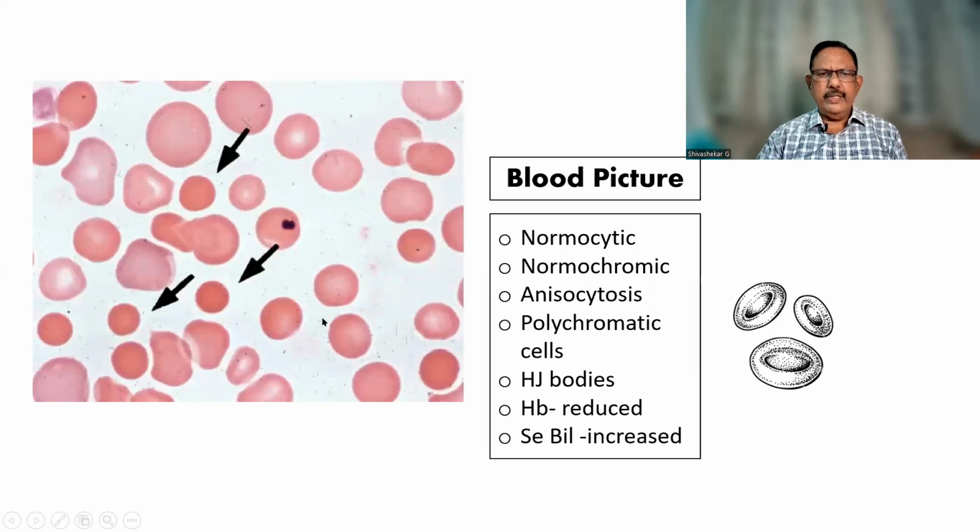This is the peripheral blood picture wherein the RBCs are normocytic, normochromic, with mild variation, anisocytosis. Because of the destruction, immature cells or reticulocytes will be formed. Look at these purplish cells. They are the polychromatic cells, the reticulocytes. Howell-Jolly bodies may be present. The hemoglobin is reduced. Serum bilirubin can be 4 to 6 or even more. The normal RBC is malleable and it can pass through very narrow cracks and crevices, which the spherocyte cannot.